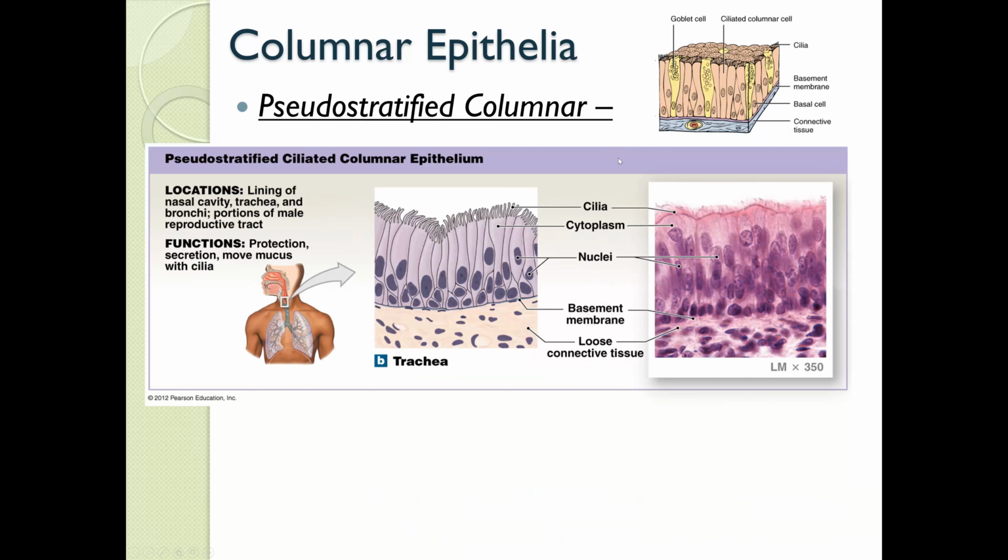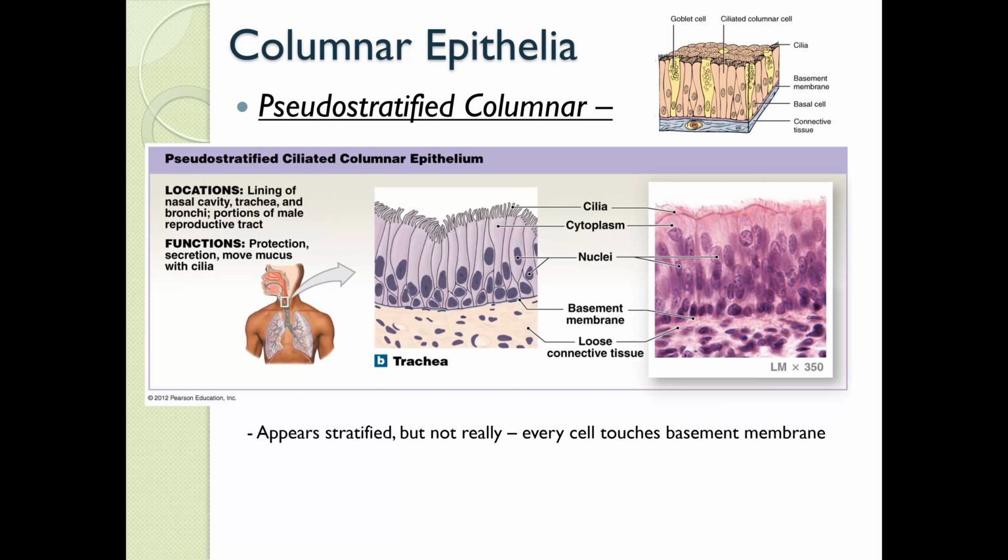Now here's a special type of tissue called pseudo-stratified columnar. If you remember your root words, pseudo means false. And so the reason that it's called pseudo-stratified columnar is because it looks like it's stratified, but it really isn't. Every cell actually touches the basement membrane, meaning that it is a simple layer of single cells, but it appears to be stratified. So we call it pseudo-stratified columnar epithelia.